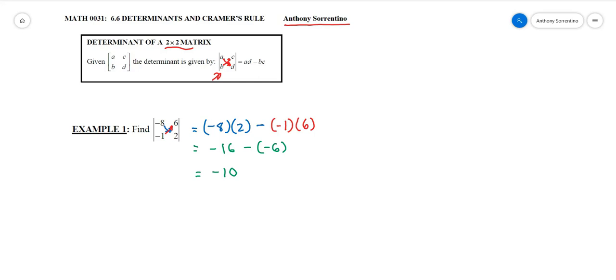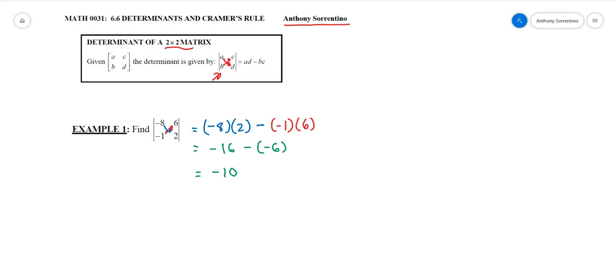So this determinant could be used for some calculations we'll show a little bit later in Cramer's rule, but this would also let me know that the matrix -8, 6, -1, 2 would have some sort of inverse, because this determinant does not equal 0. So that's something that could be used for that.